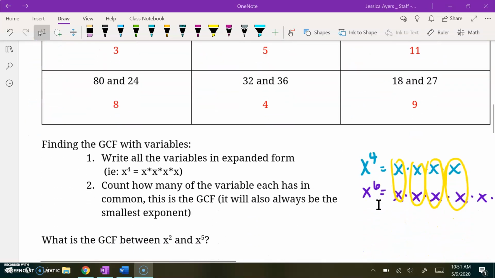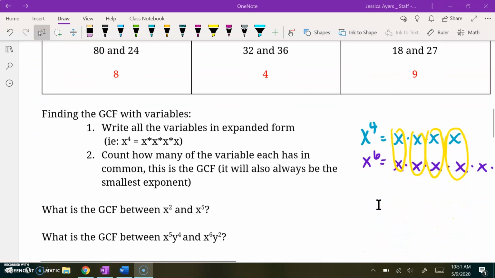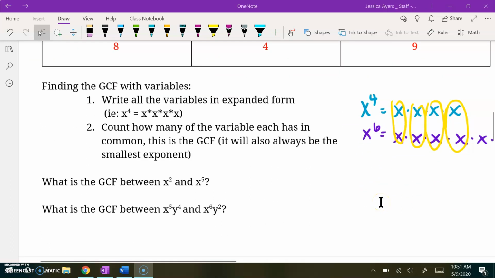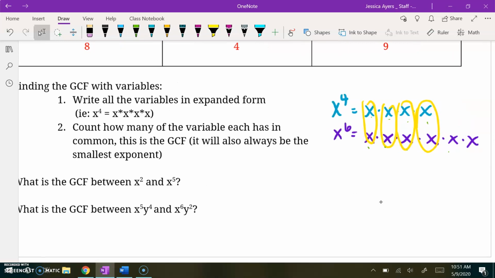Now let's talk about finding the GCF with variables. Finding the GCF with variables is actually a lot easier than finding the GCF with numbers. So you want to write all of your variables in expanded form. So for instance, x to the 4th is x times x times x times x. X to the 6th is x times x times x times x times x times x.